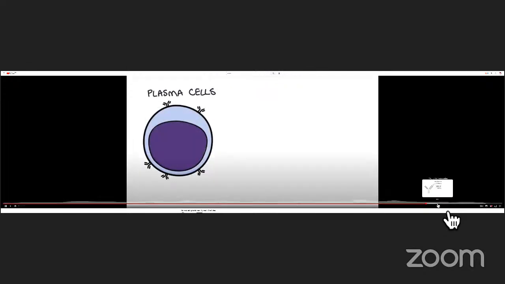Plasma cells and antibodies are an essential part of the specific immune system. Plasma cells are B cells that have differentiated and become antibody-producing cells, and their job is to produce tons of antibodies that are specific to the invading pathogen.